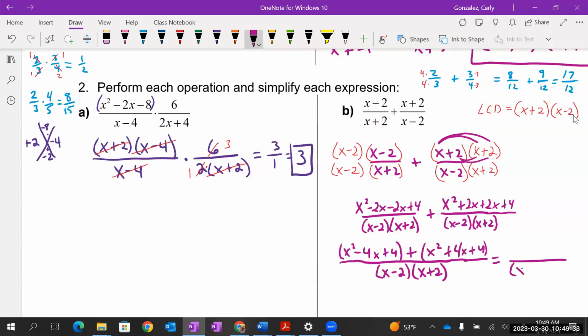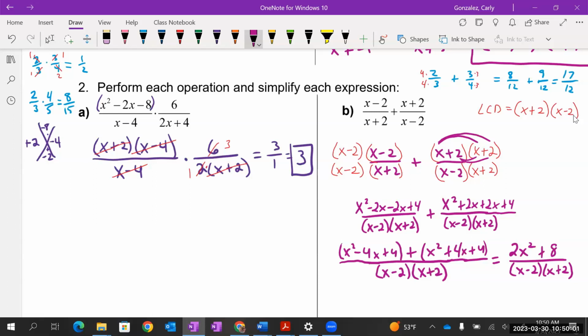Now we're ready to go ahead. Again, the denominator will stay the same. But in the numerator, we can combine like terms because right here we just have addition. So we can just do x squared plus another x squared is 2x squared. Negative 4x plus 4x, those cancel out, but we get 4 plus 4 is 8. So in the numerator, we get 2x squared plus 8.